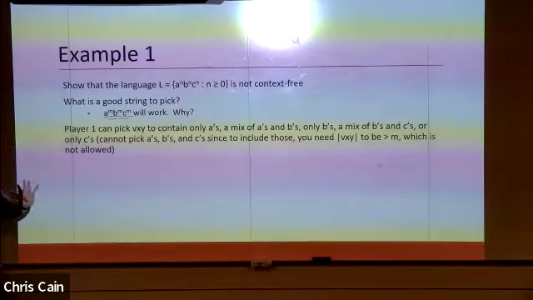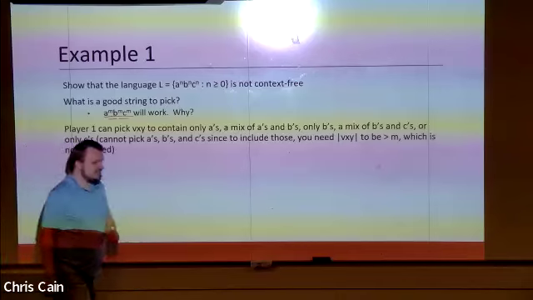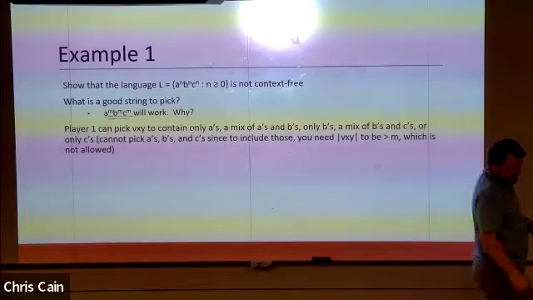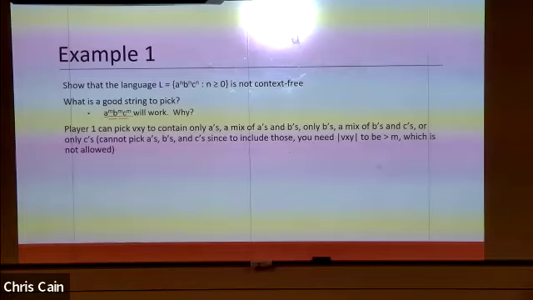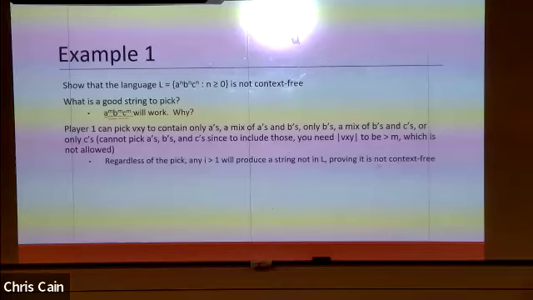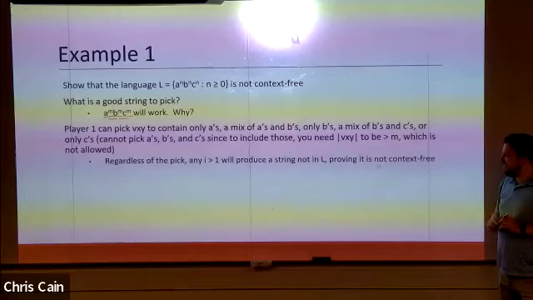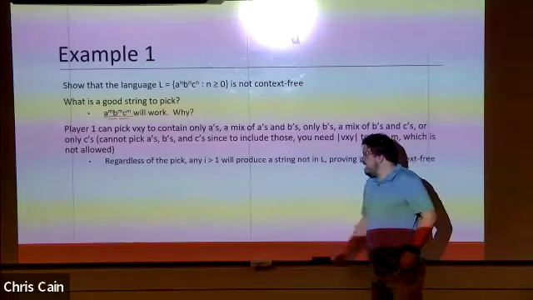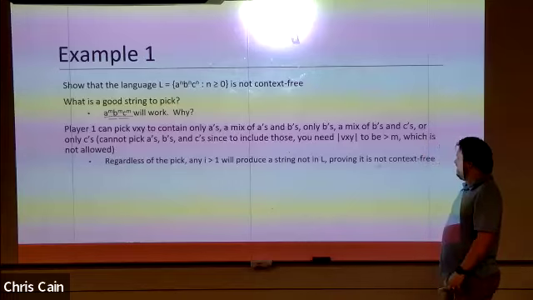So this creates 5 cases. All A's, all B's, all C's, some A's and some B's, some B's and some C's. So that's how we're going to proceed, by looking at this in terms of those 5 cases. We need to show that any of these 5 cases produces something that is wrong. Once we pump this VY, regardless of the pick, any i greater than 1 produces some string not in L.